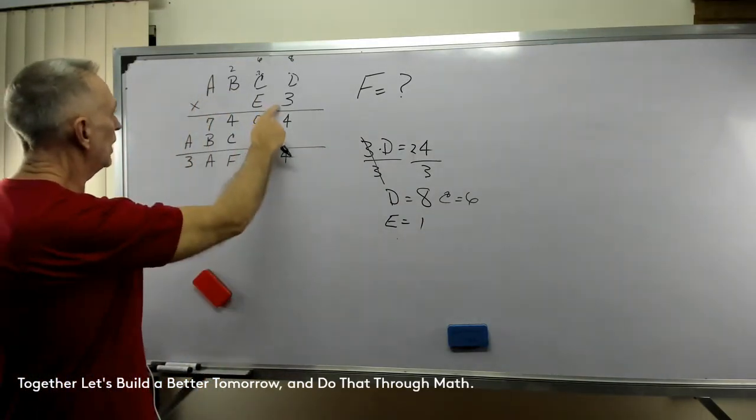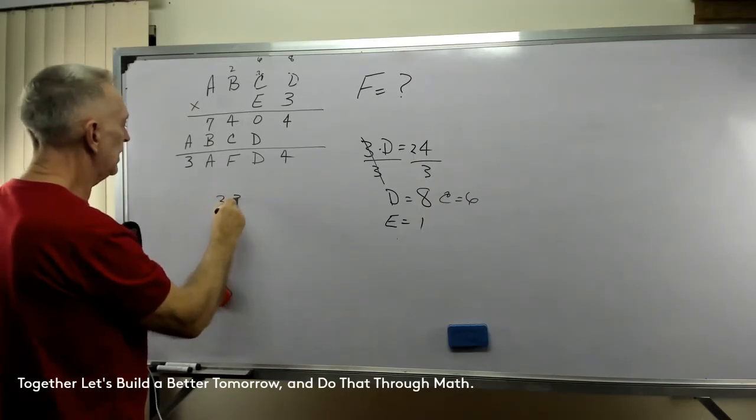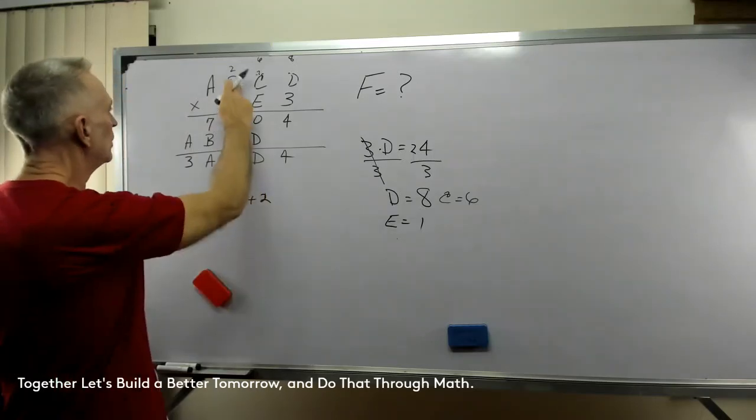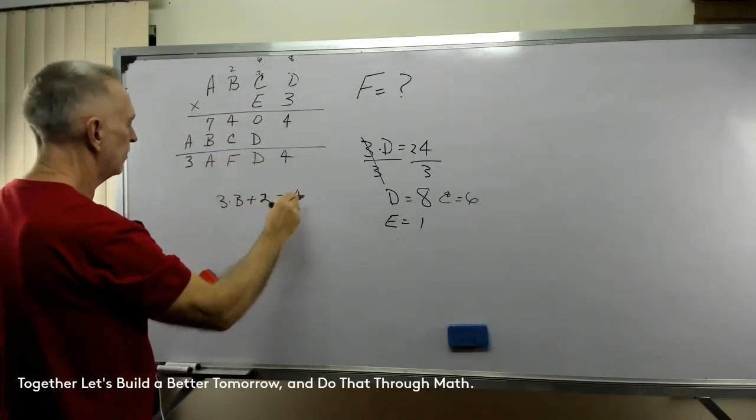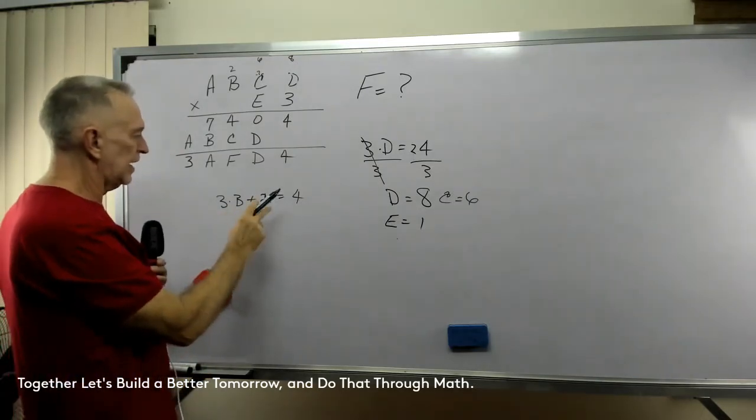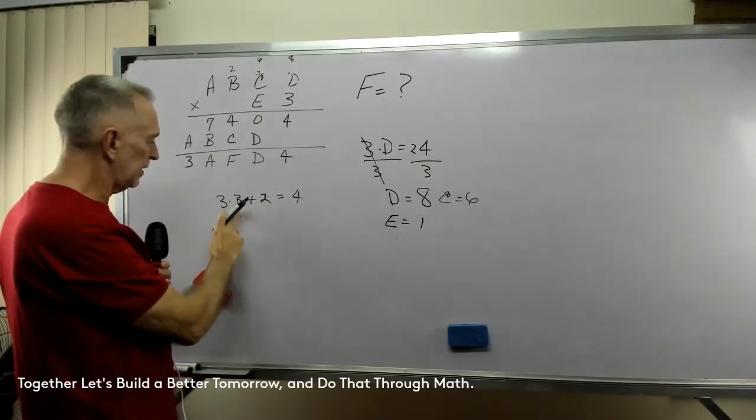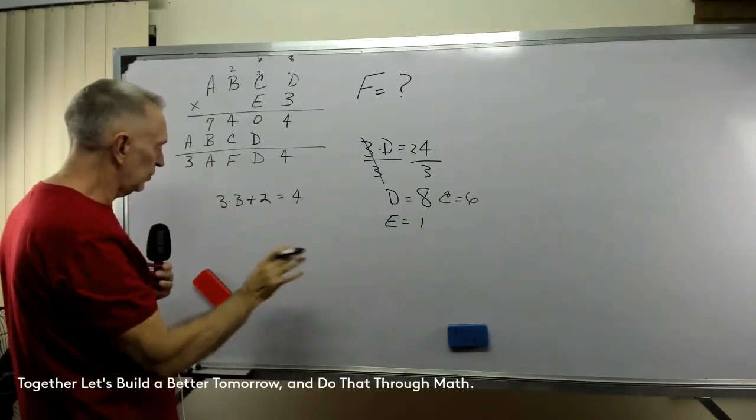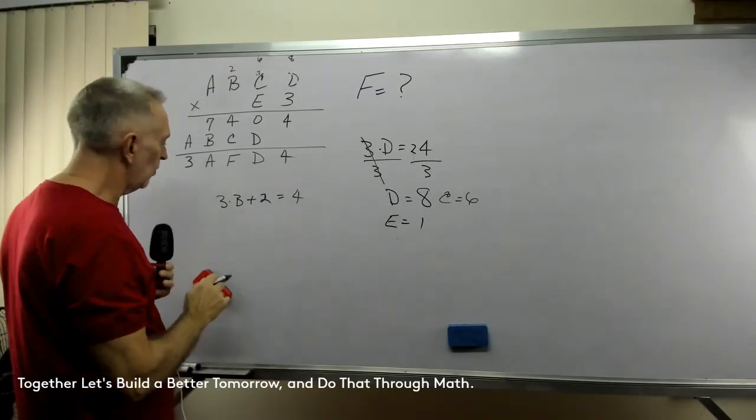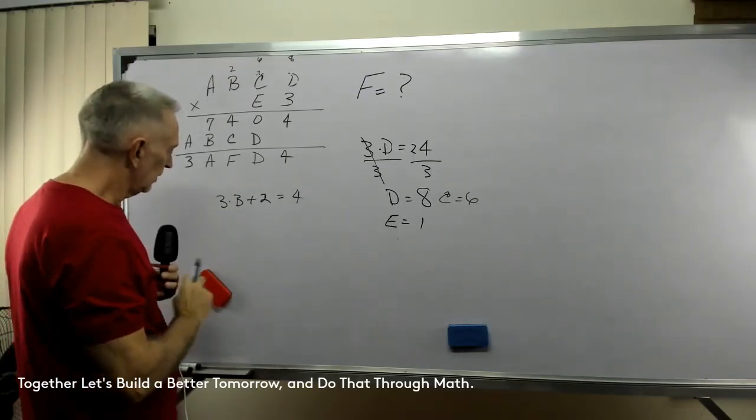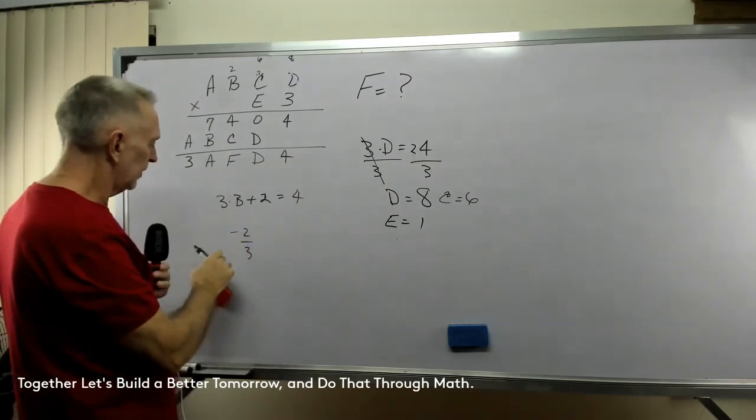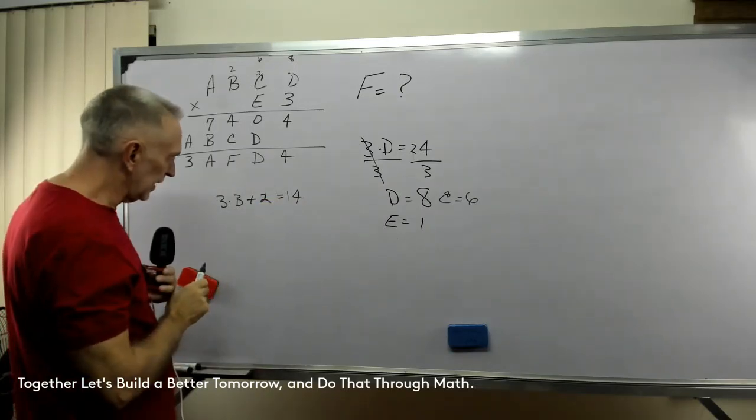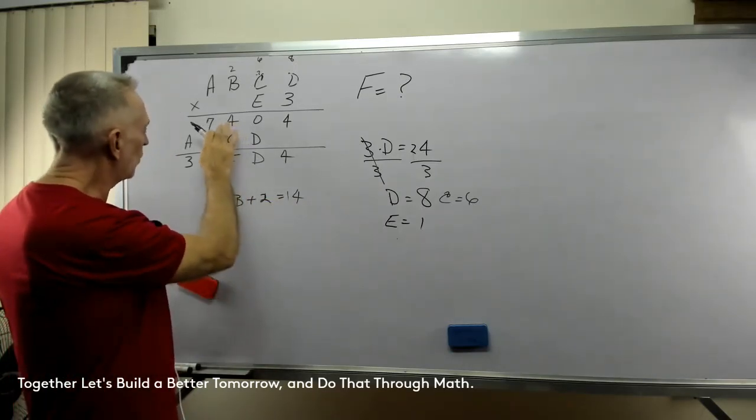Okay, now then, what do I know? 3 times B plus my 2 that I carried plus the 2 equals 4. Well, again, this can't be 4 because this would have to be a negative number again that multiplied times this gives me a negative 2, and that's not in our portfolio of numbers, which would be a minus 2 over 3, by the way, but it doesn't work. So maybe that's a 14 is what that 4 is, a 14.